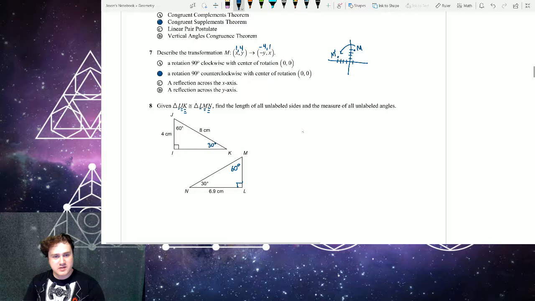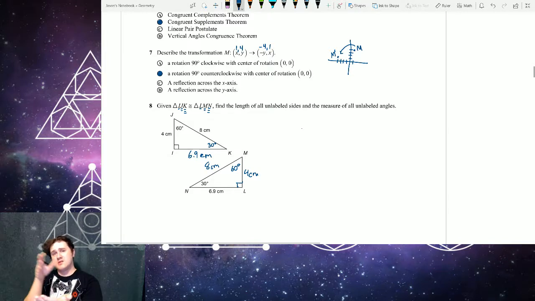So the side with the 60 and the 30 attached to it ends up being 8 centimeters. And we can double check that. JK, second and third, matches with the second and third, MN. Look, it does. IJ, between 60 and 90, is 4 centimeters. IJ is first and second, matches with LM first and second. And that leaves the last side being 6.9 centimeters. So again, the first matches with the first, second with second, third with third, they all match.